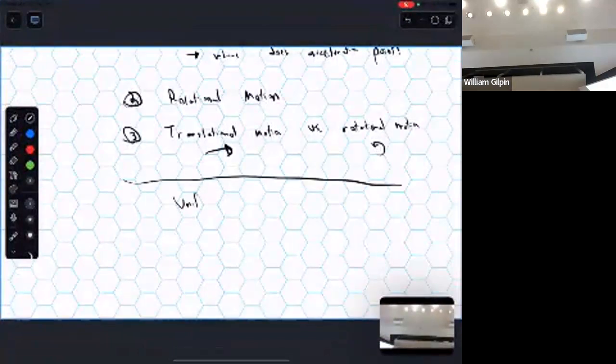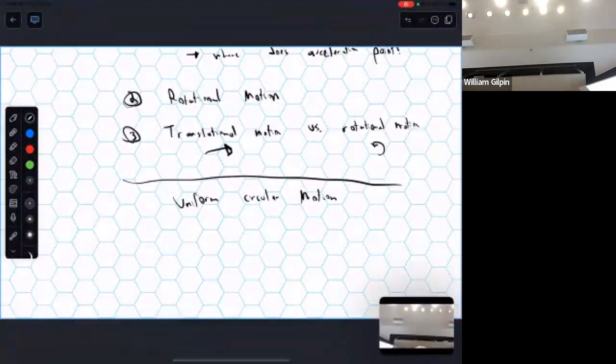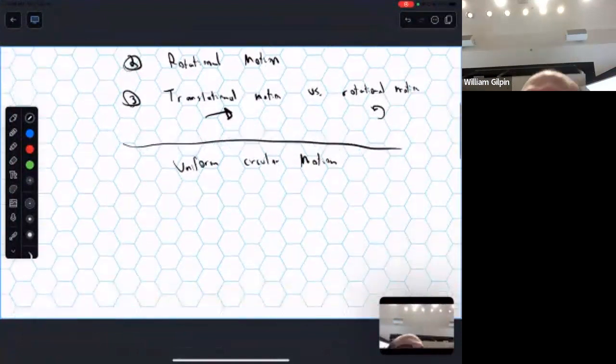Okay, so first I want to talk about uniform circular motion. In contrast to all of these projectile problems where things are falling or being thrown, uniform circular motion, as the name implies, refers to cases where your motion looks like, let me draw a better circle.